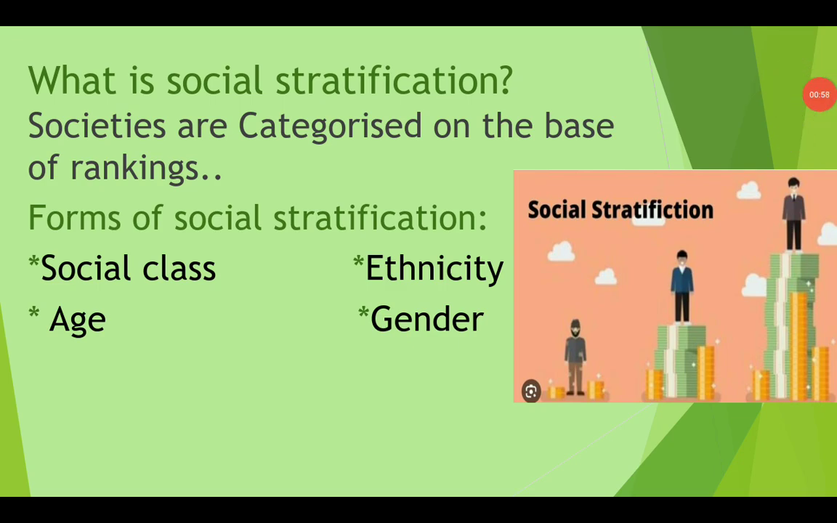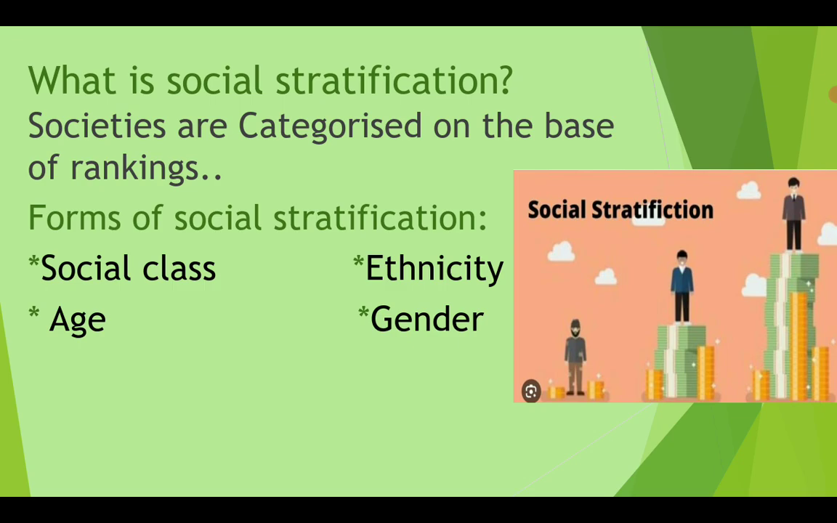So we were discussing the forms of social stratification, that social stratification has four different forms. First is social class. So what is social class? Social class is a group of people having the same economic status. If you are elite and the person in front of you is also elite, then both groups are sharing an economic status. So this is called social class.